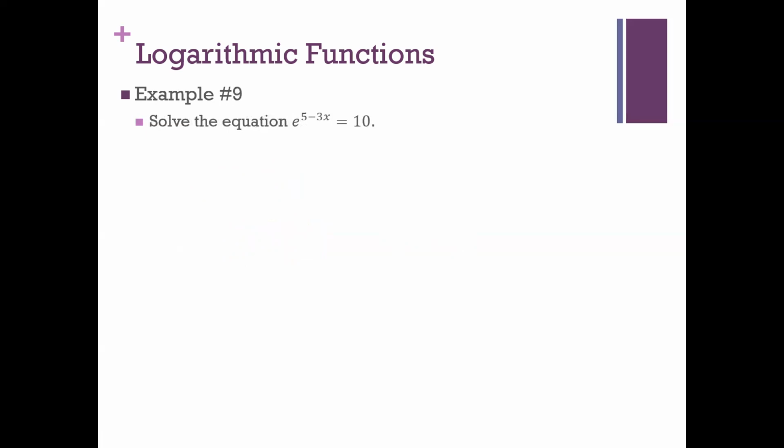All right, how about this one? I want to solve for x here. e to the 5 minus 3x equals 10. Just like any other equation, we want to isolate x. So how can we start doing that? Just like exponentiating both sides, I can do this. Natural log of 10 doesn't really simplify any further. What is the natural log of e to the 5 minus 3x? 5 minus 3x.